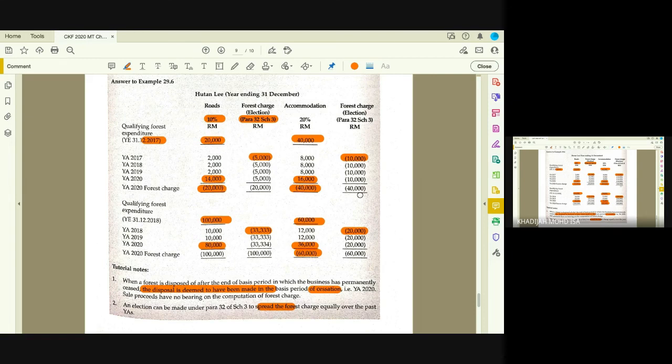Okay. Question for forest allowance? No questions?